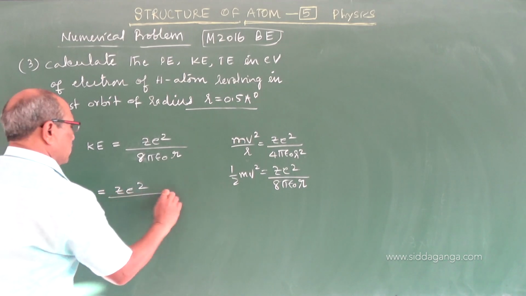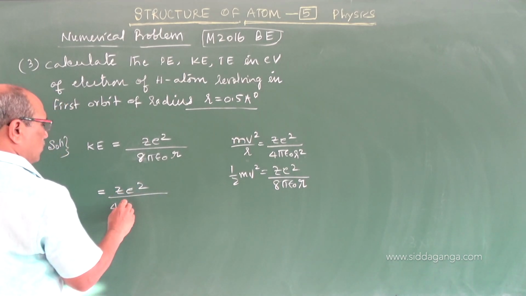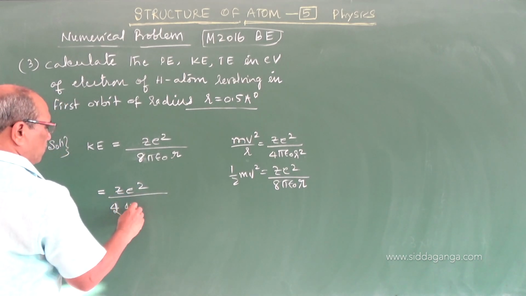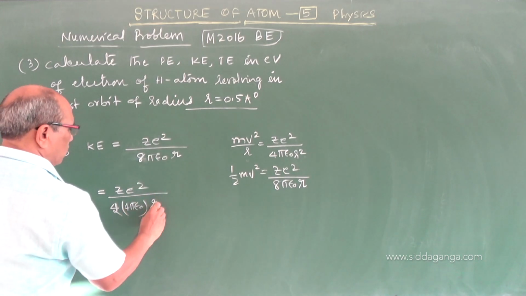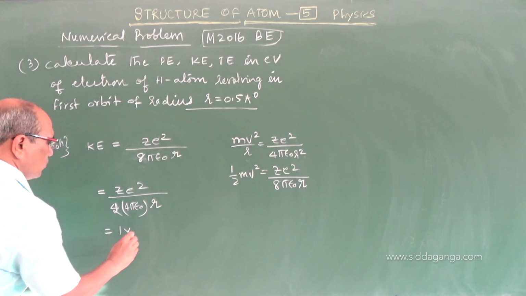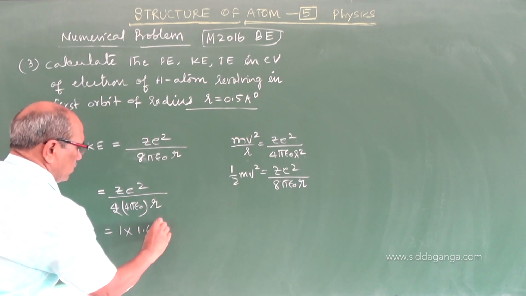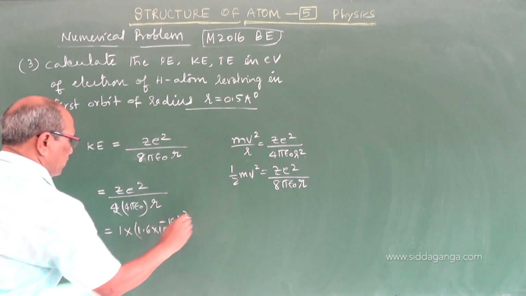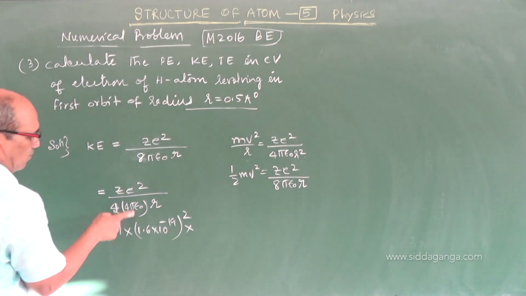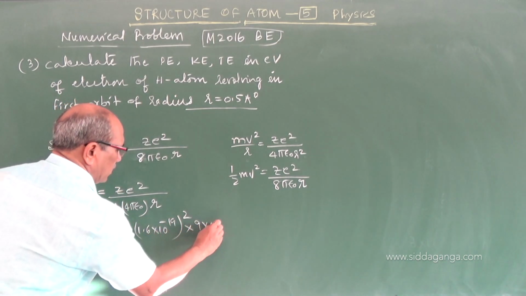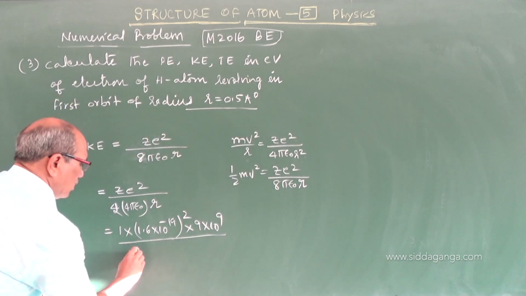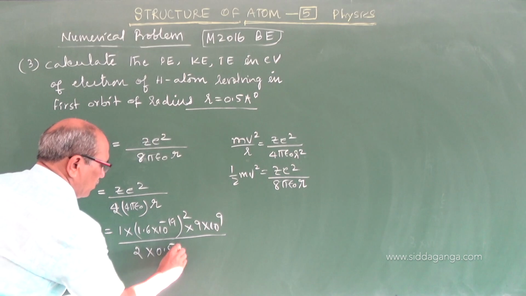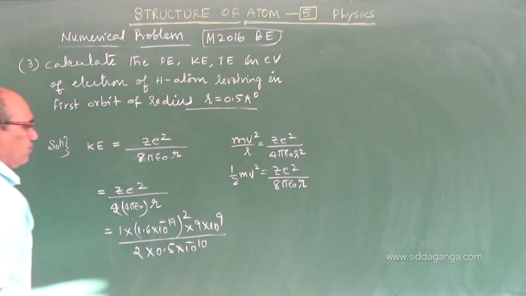Z e square by 2 into 4 pi epsilon naught into 2 into r. Z is 1.6 into 10 power minus 19 whole square. This 1 by 4 pi epsilon naught is 9 into 10 power 9 divided by 2 into 0.5 into 10 power minus 10. They are given.